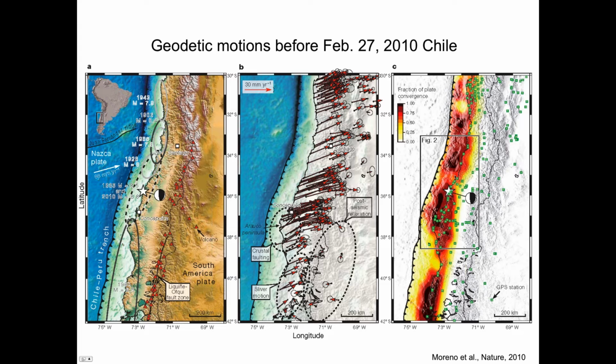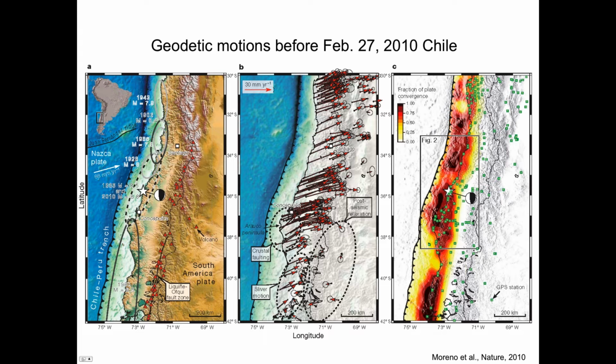You can map the amount of slip deficit or strain accumulation that's occurring along there and identify regions that have large strain accumulation close to 100% slip deficit relative to plate motion. That means it's really locked and building up strain right in this area where the earthquake is going to occur.